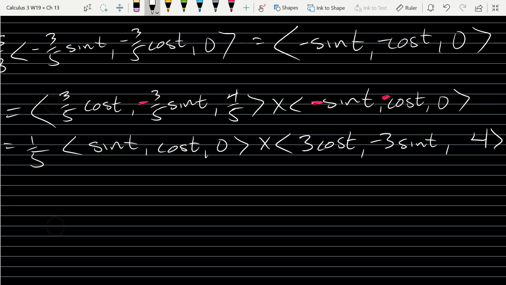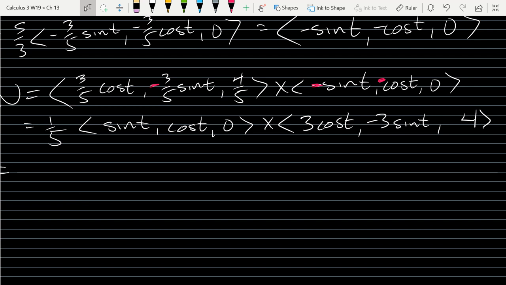All right, how do we do cross products? It's been a little while. i, j, k, with the determinant of the i, j, k matrix. I wanted to get as many numbers and negative signs out of here as possible before I set this up. That's why I took the 1/5 out, and I basically took a negative out by commuting.